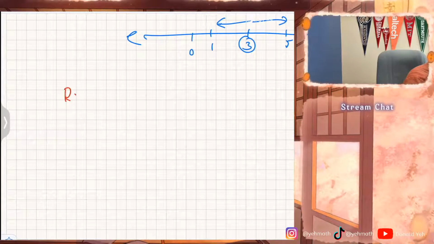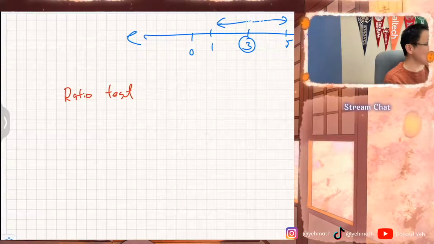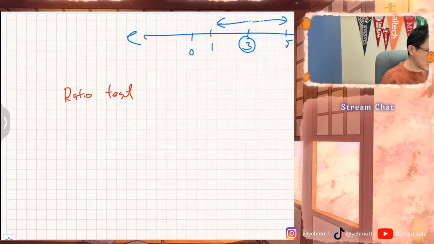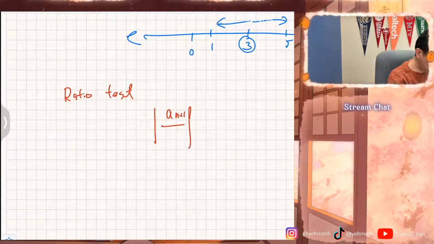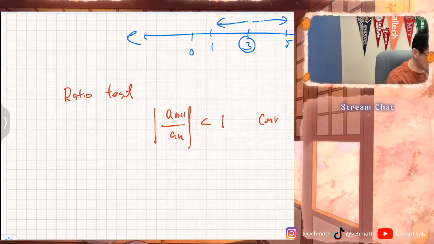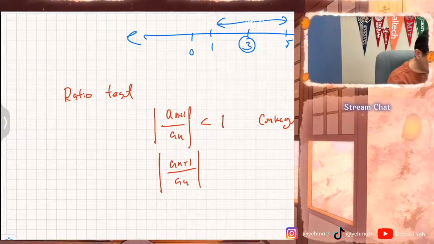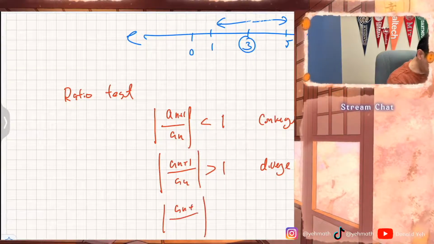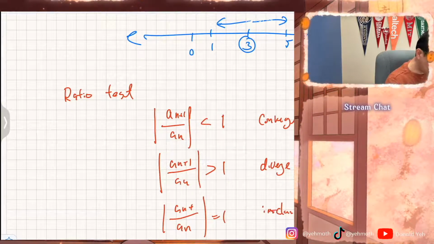You're going to start by doing the ratio test. And why the ratio test and not any other test? Well, the ratio test is nice because it tells you something. Let's review again. The absolute value of a_(n+1) over a_n less than 1 means it converges. If a_(n+1) over a_n is greater than 1, it diverges. And if a_(n+1) over a_n is equal to 1, it is inconclusive.